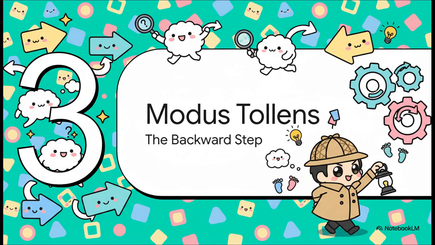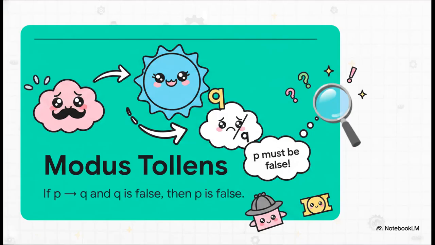Section 3. Modus Tollens. So what happens if we need to work backward? That brings us to Modus Tollens. The crucial point here is that if P leads to Q, but our clue, Q, turns out to be definitively false, we must work backward to prove P is also false. Imagine knowing that P is supposed to guarantee that Q happens, but we look at the reality of the situation and Q hasn't happened at all.